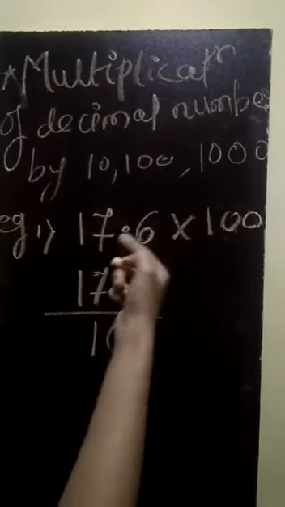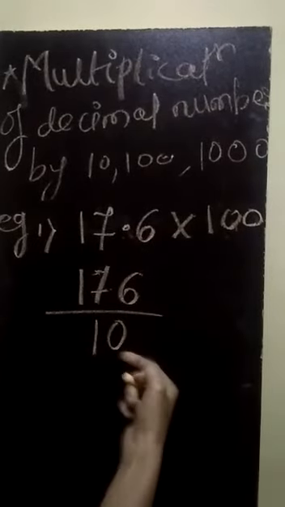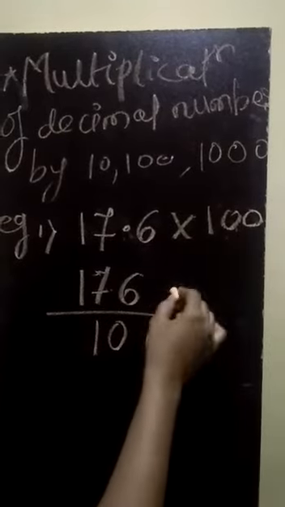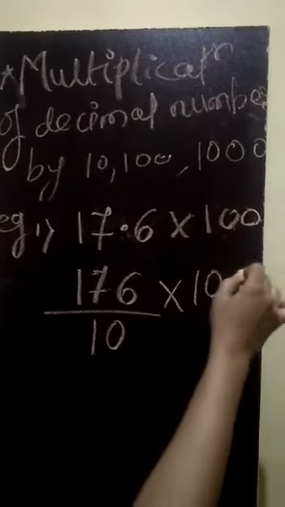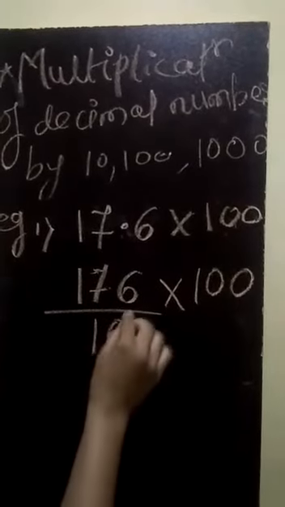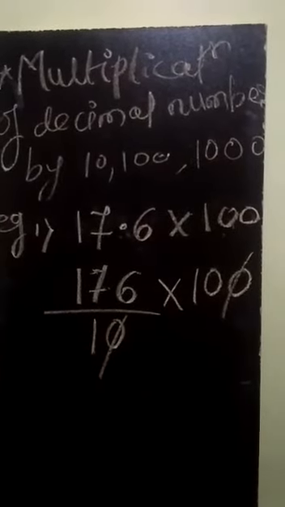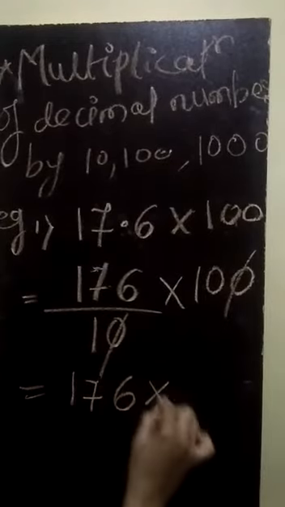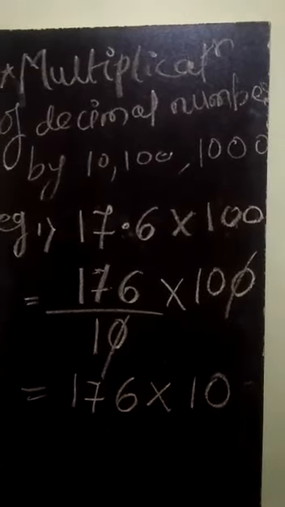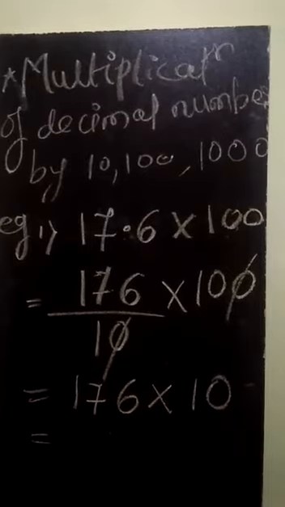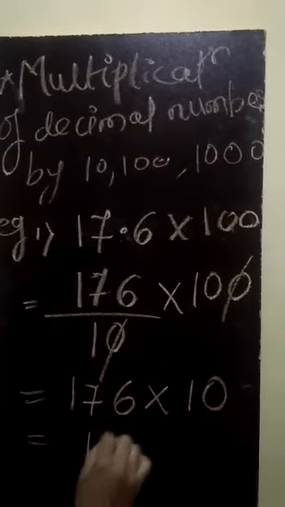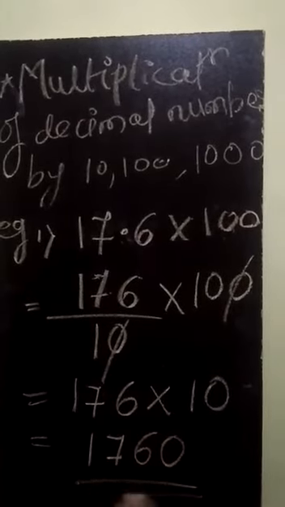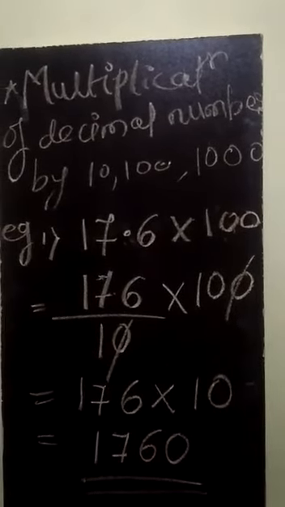After the decimal, how many digits are there? You have to put that many zeros in the denominator. This is multiplied by 100 as it is. Now this 10 cancels out. So the terms that remain are 176 multiplied by 10. Now you know the multiplication by 10. It will be simply 1760 and that will be our final answer.